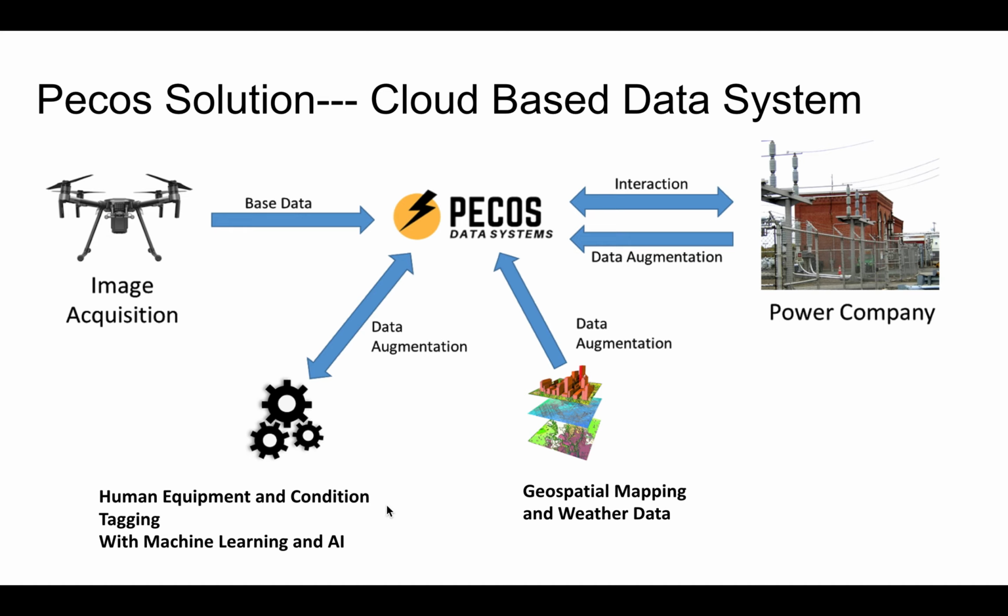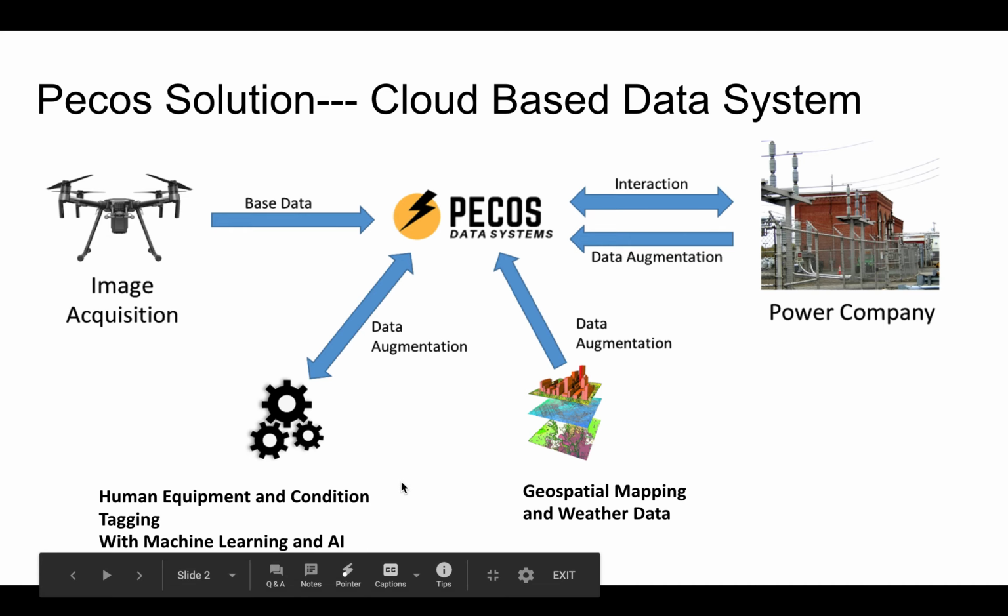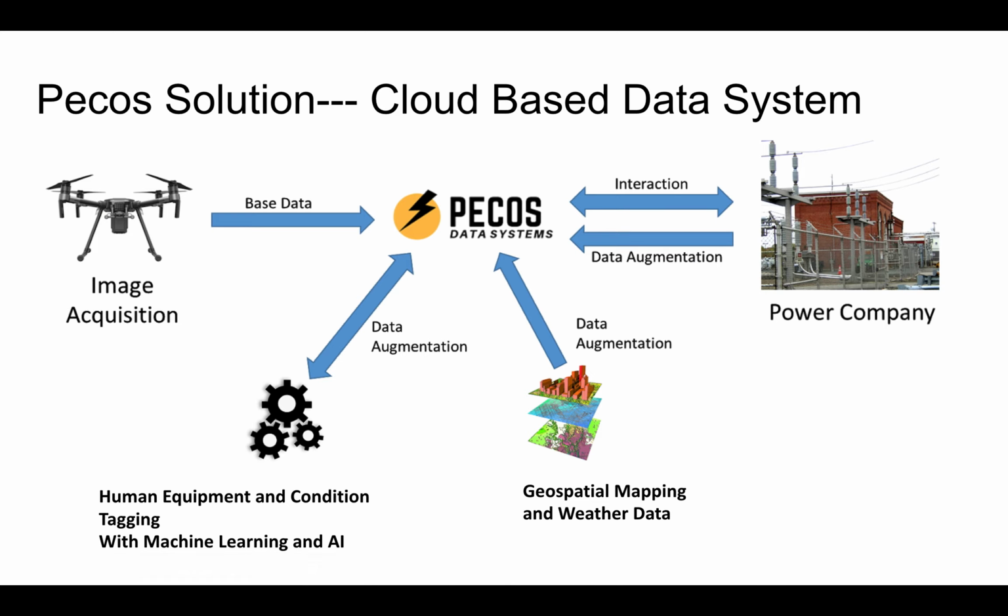We then use human equipment and conditional tagging with machine learning and AI. As I mentioned, we help tag each and every piece of equipment on the utility poles. The list of these tagged equipments are then put into a well-structured database which helps the companies and clients keep track of their utility poles and the equipment that it has on it, which helps in better maintaining them. In this way, we provide an entire cloud-based data service to our clients. How do we do that? Let's see that in detail.